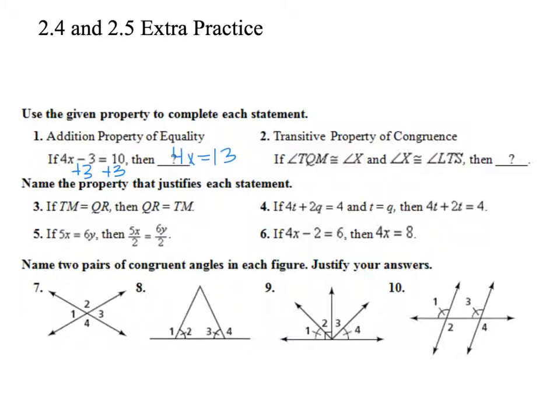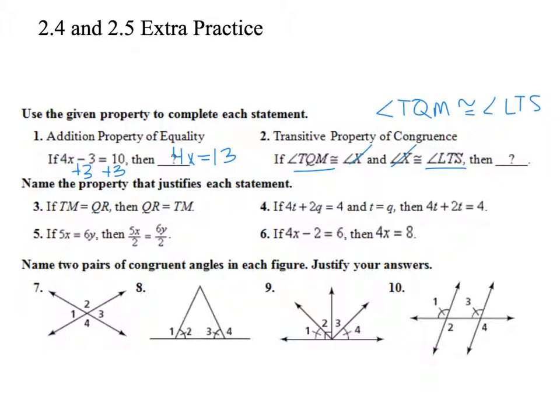Transitive property. If angle TQM is congruent to angle x, and angle x is congruent to angle LTS, you can basically cancel out the middle parts. Therefore, angle TQM is congruent to angle LTS.